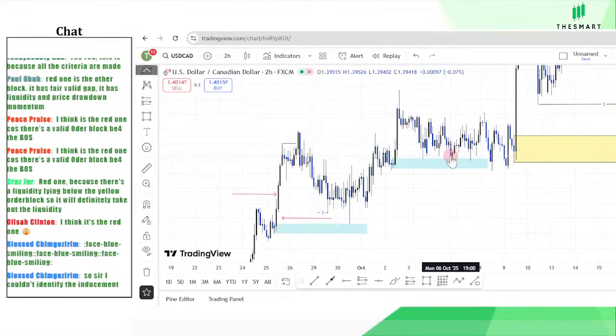There was no inducement, and since you don't have any inducement before this zone, what did you see? Price tapped into this zone and responded to the upside. Yes, no doubt. Just like what I said, price will respect even some invalid order blocks. It doesn't mean the order block is invalid, but I call it invalid because what? It doesn't meet with my criteria. It doesn't meet with my criteria because one thing you need to actually understand is what?